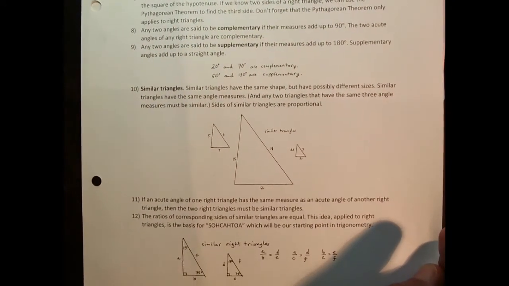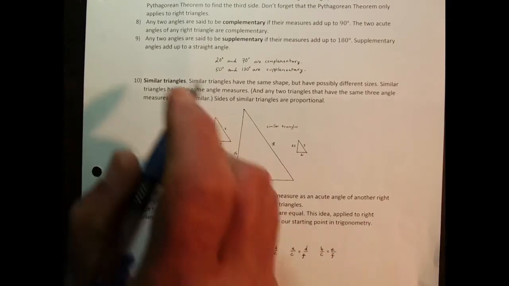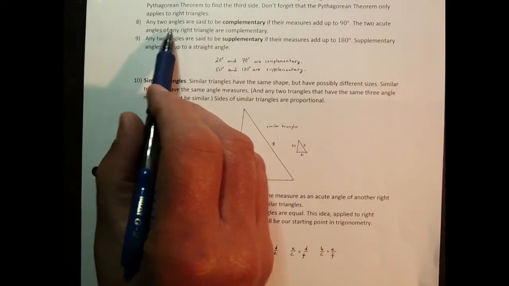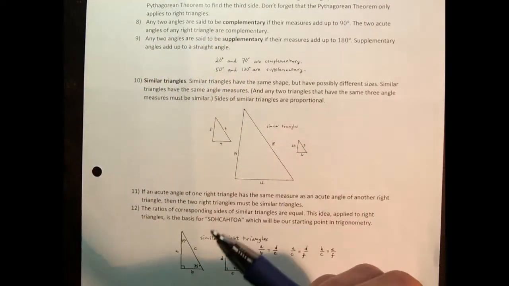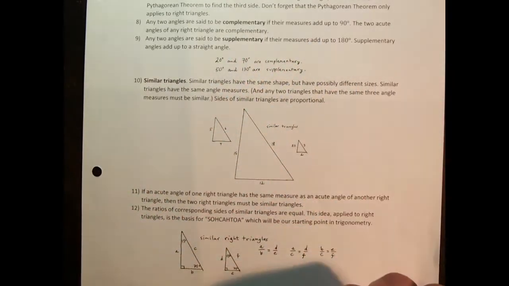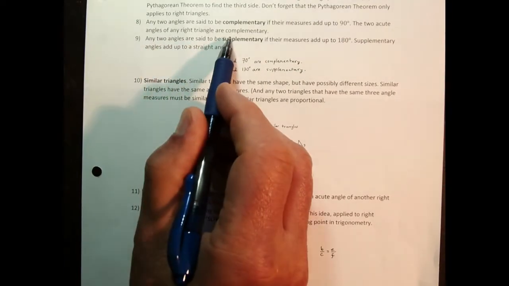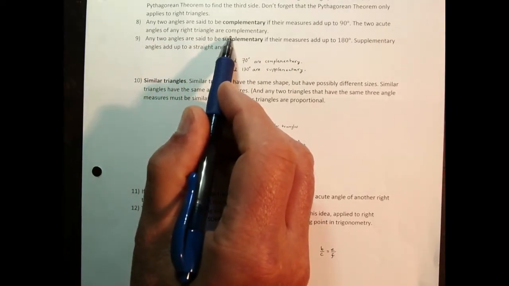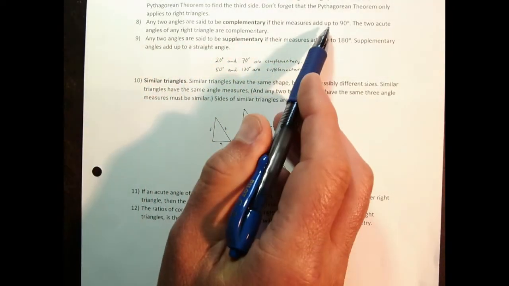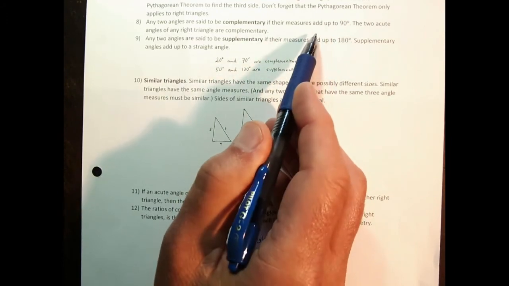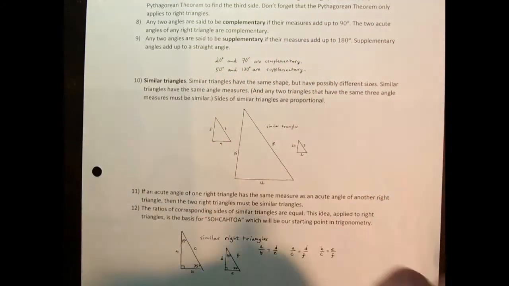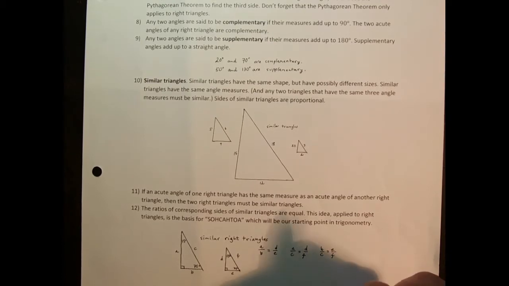And okay, next bit of vocabulary here. Any two angles are said to be complementary if their measures add up to 90 degrees. The two acute angles of any right triangle are complementary, right? Because in a right triangle, you've got to have a 90-degree angle. That leaves 90 degrees for the other two angles. They've got to add up to 90, and so they're complementary.